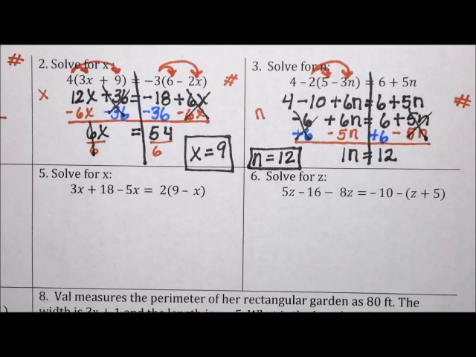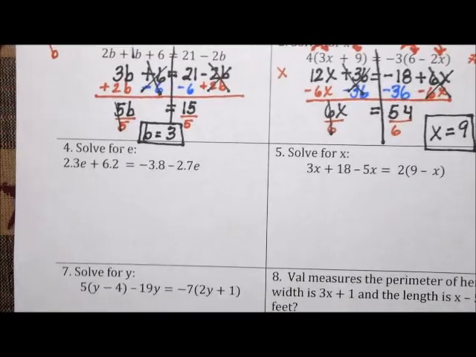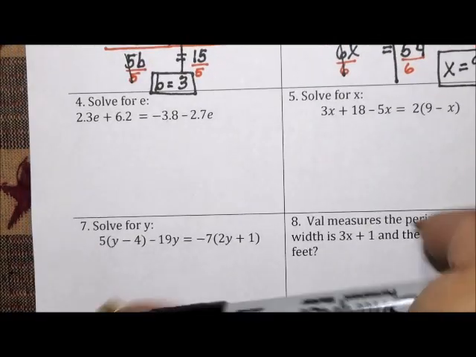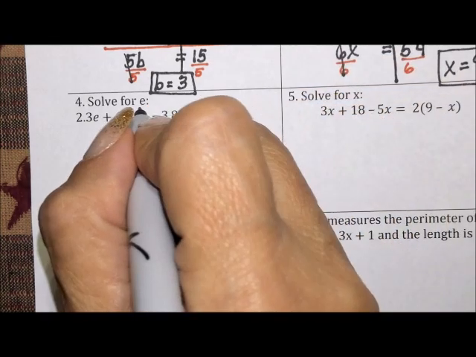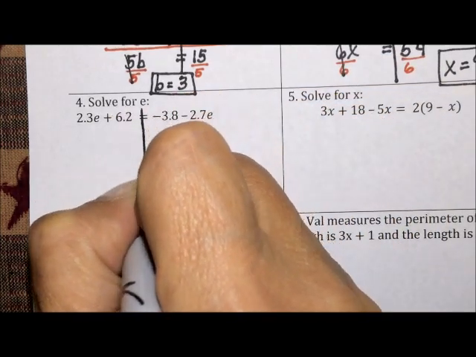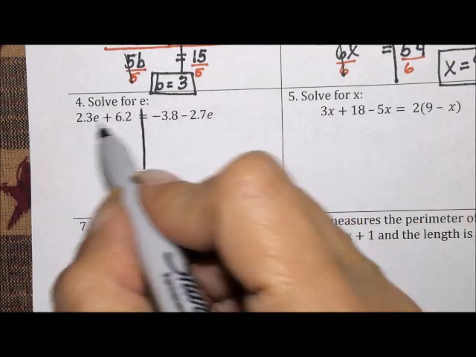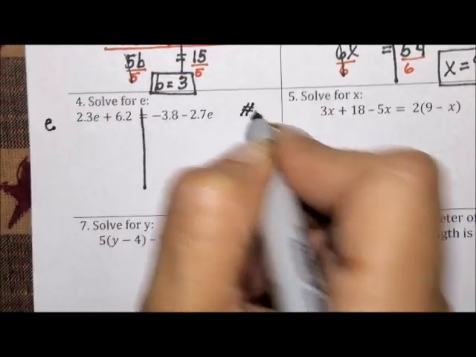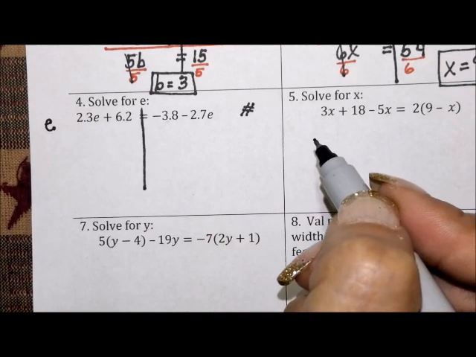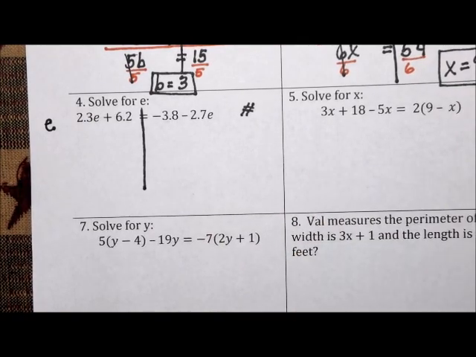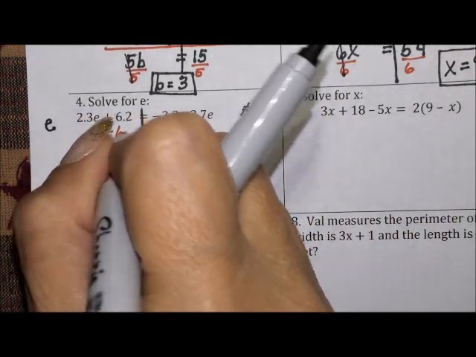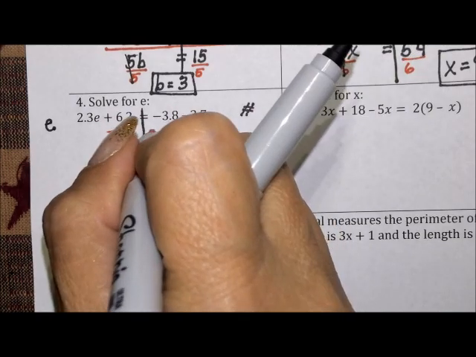Alright, let's take a look at number 4. Oh, look at the decimals. Don't let the decimals throw you or scare you. It's still just numbers. Alright, so there's an e in here. So e on the left, numbers on the right. What's on the e side that I don't want? 6.2, so I'm going to move negative 6.2.